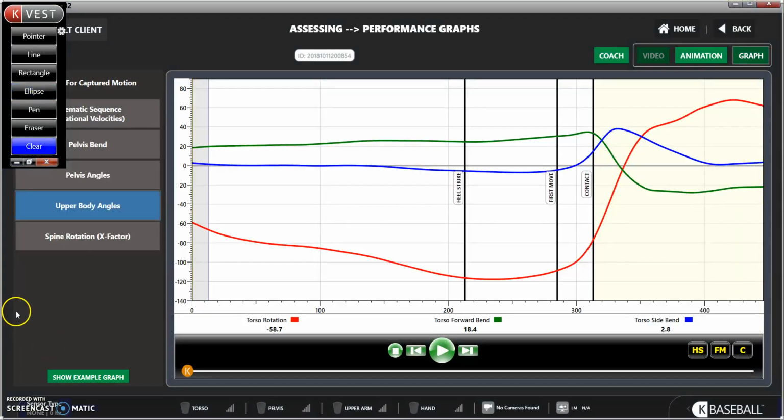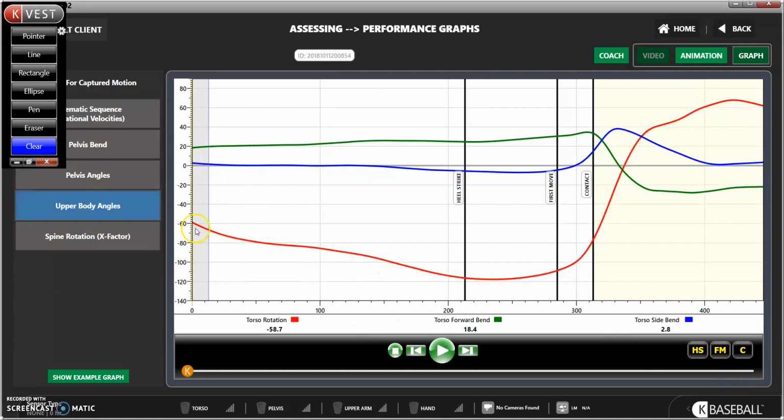What does this look like when we look at the upper body angles graph? This is why it's so important. We're going to be able to get objective feedback, not just looking at the video, not just looking in person, and not just looking at the animation. Through the KVest software, we get the three different graphs that we just talked about, the three different angles. We have the torso rotation, the torso front bend, how much the player is leaning forward, and then the third one is going to be the torso side bend. Let's look at each one of these individually first before we go anywhere else.